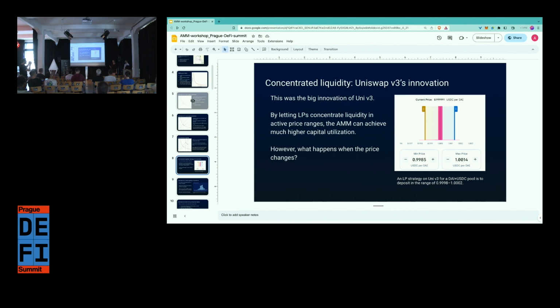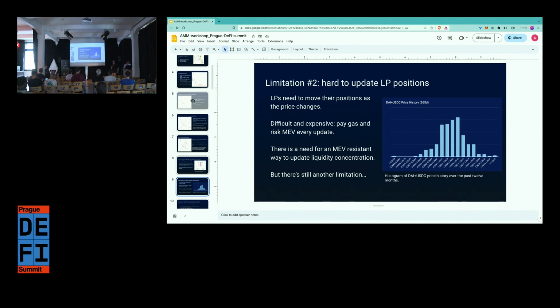And by letting LPs concentrate liquidity in active price ranges, the AMM can achieve much higher capital utilization. However, prices don't stay constant, they move around. So what do you do if the price changes? And that brings us to limitation number 2.